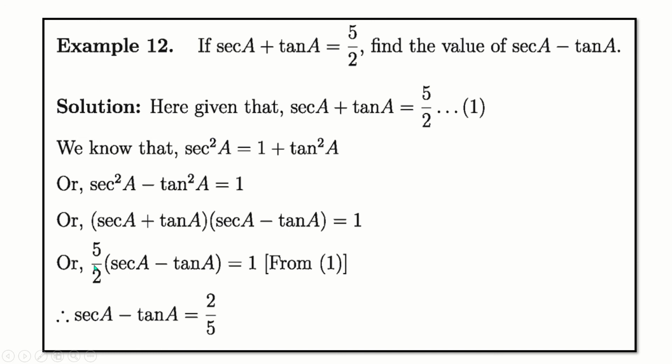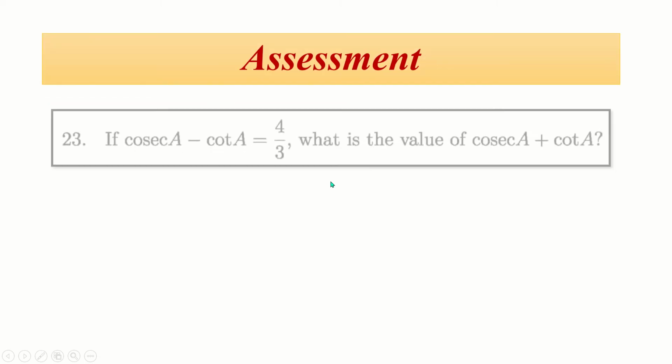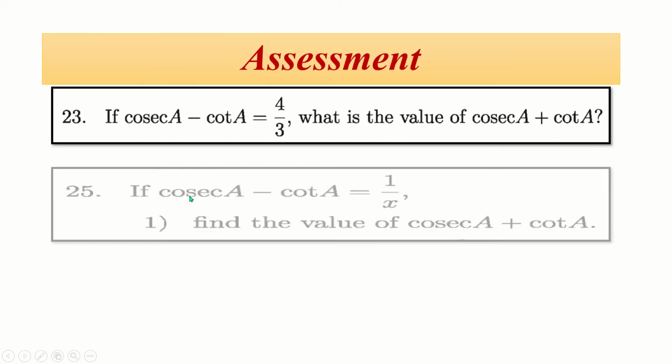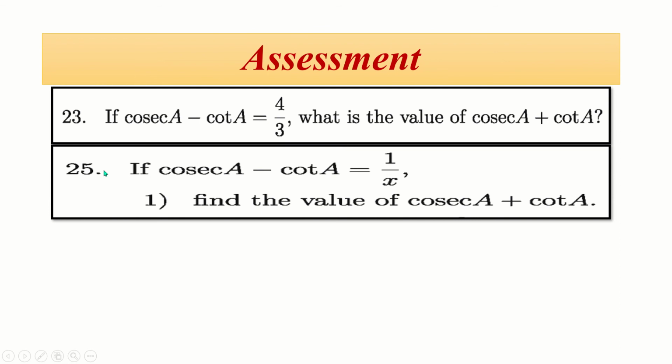As this is in the form of multiplication, when we convert this to the right side, it will be division. As a result, sec a minus tan a equals 2 by 5. Clear? Follow this, and you can easily solve numbers 23 and 25 in your book, exercise 9.1. Clear everyone?